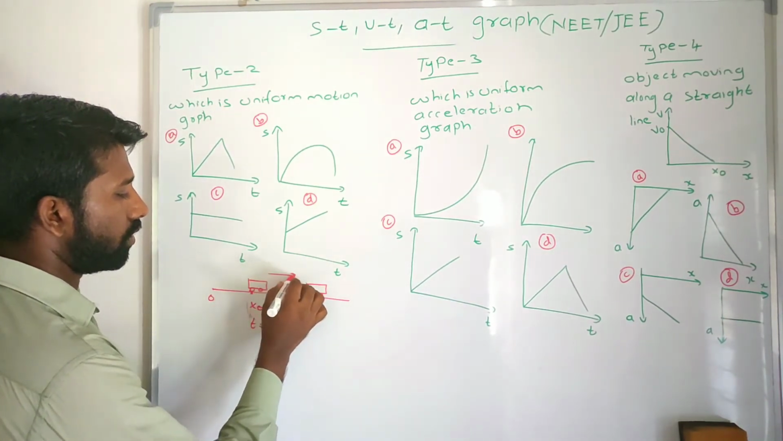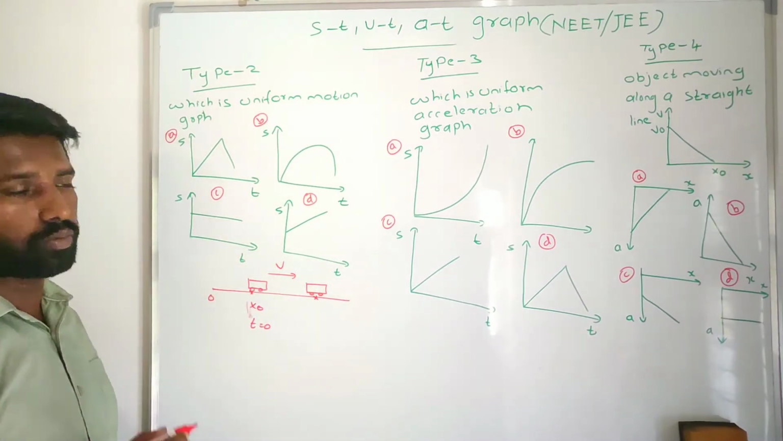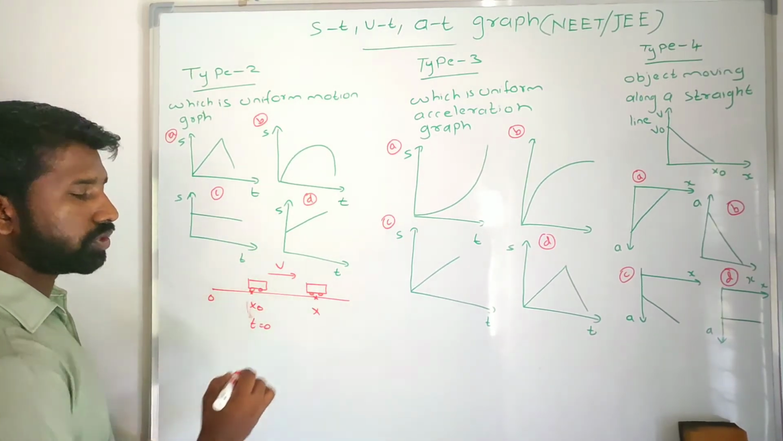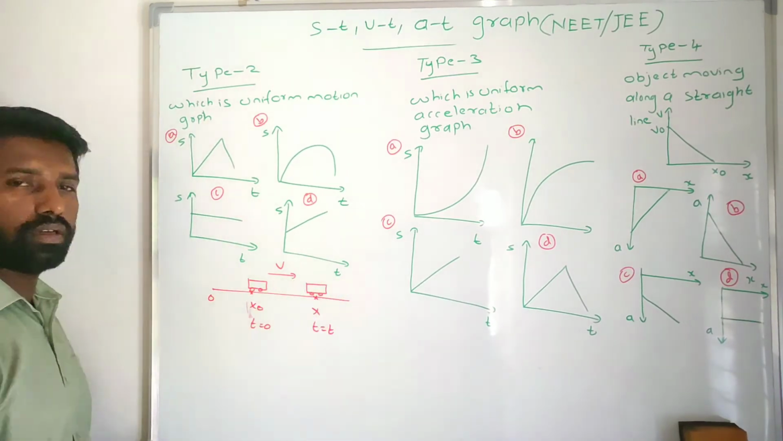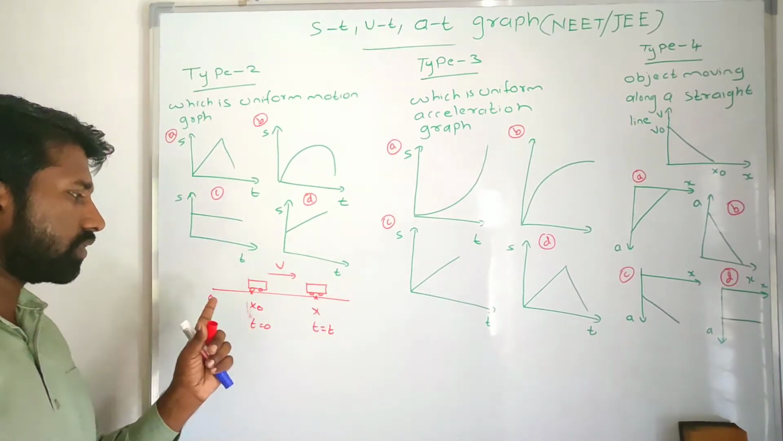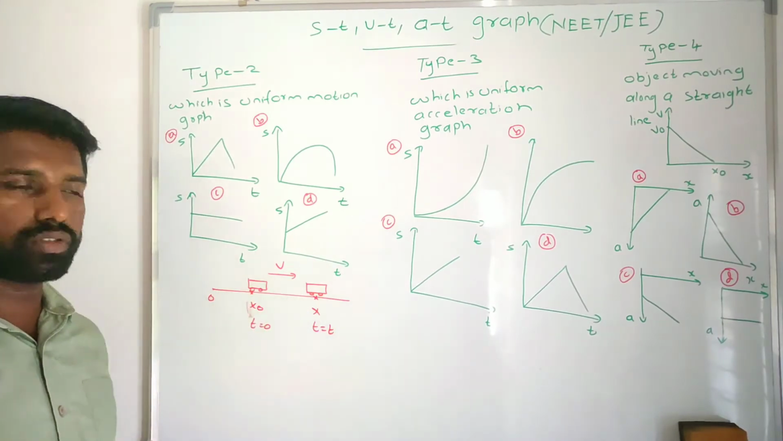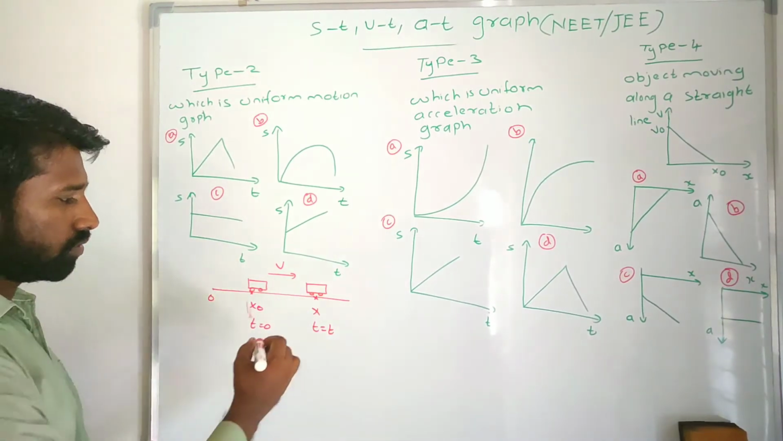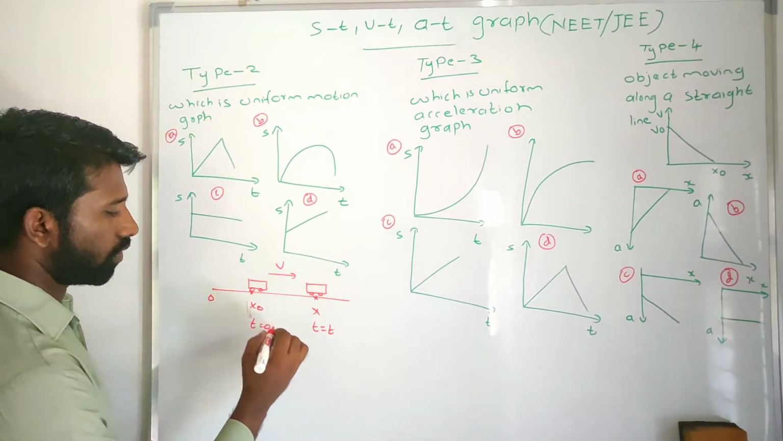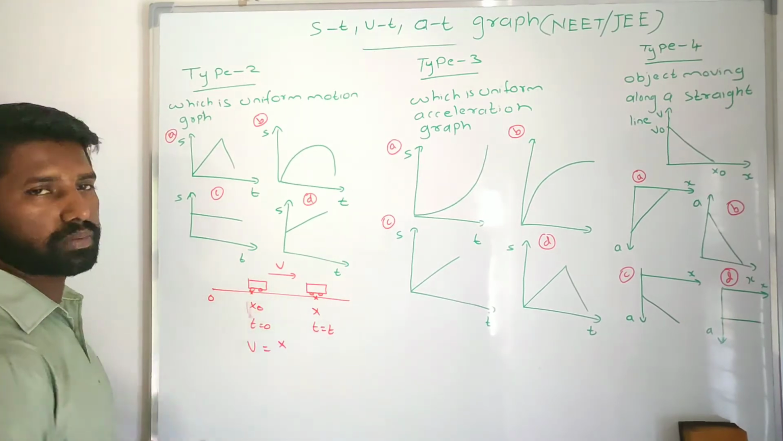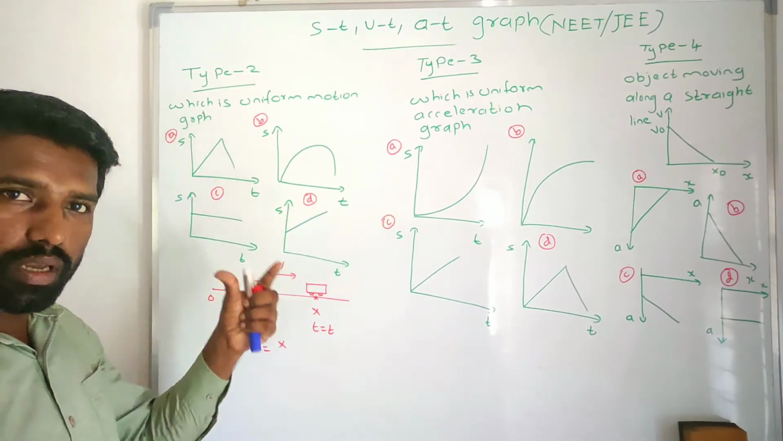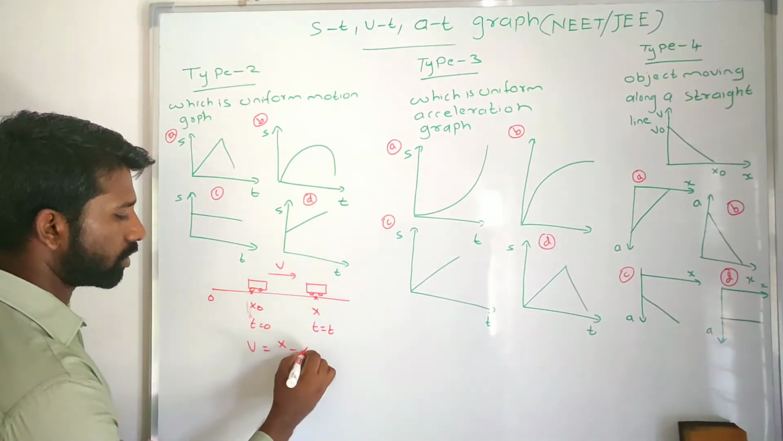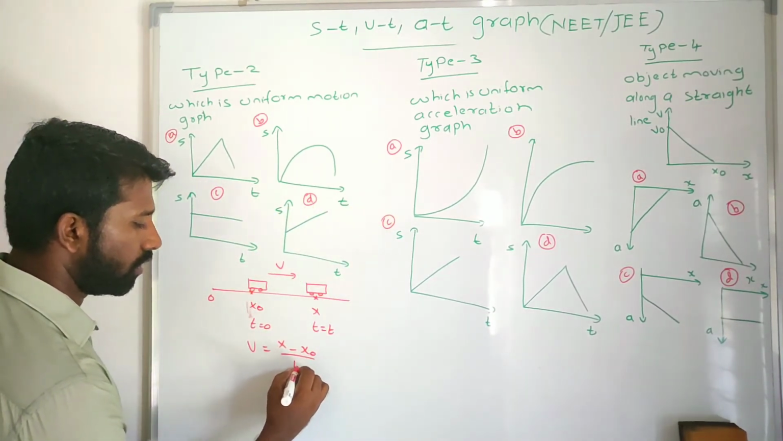That means in this motion the velocity is constant, the position is now x, and the time is t. After time t the body reaches the position x. So what is the velocity? Velocity is equal to displacement divided by time. Displacement means final position minus initial position. That means (x minus x0) divided by t.